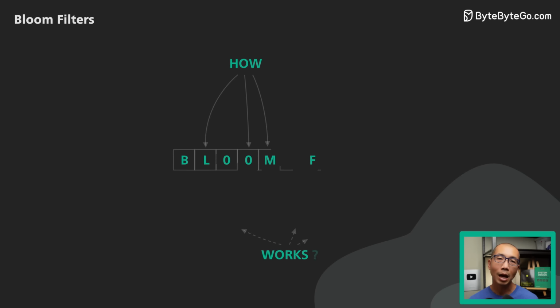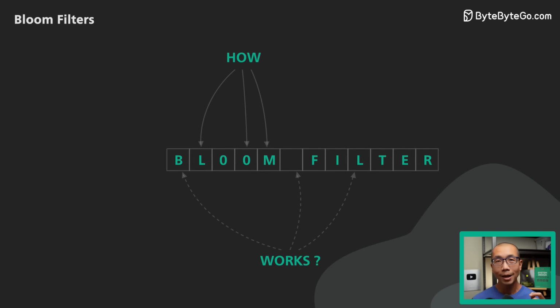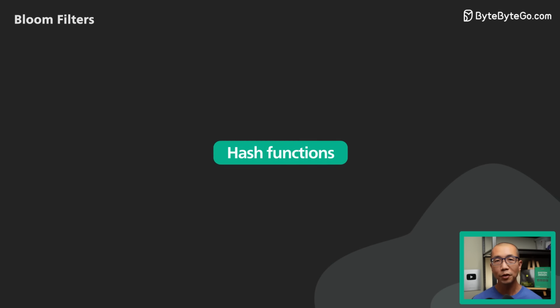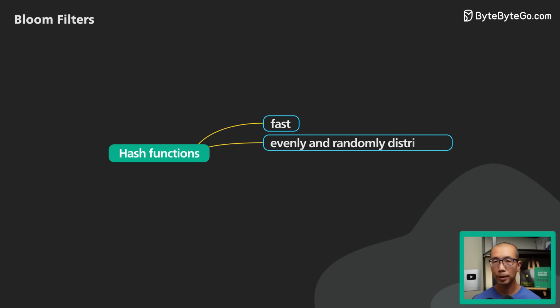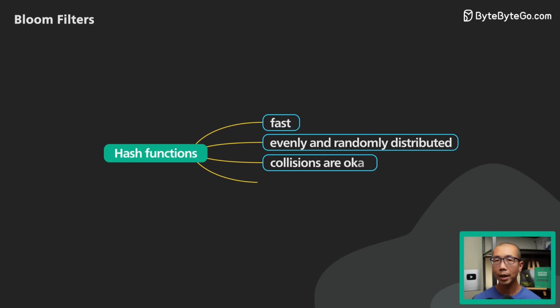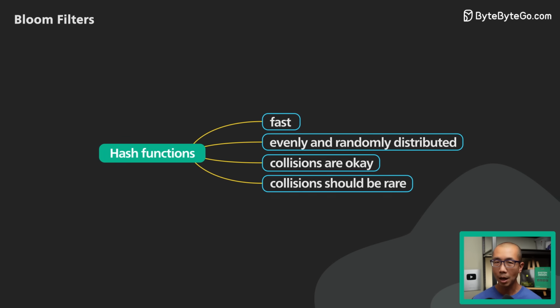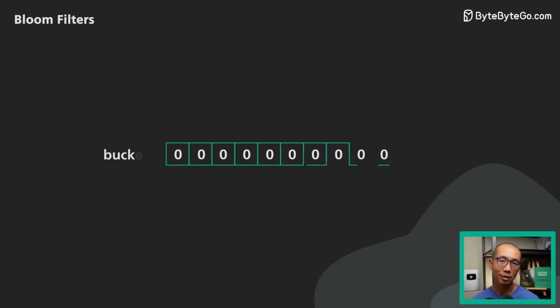Now let's discuss how a Bloom filter works. A critical ingredient to a good Bloom filter is some good hash functions. These hash functions should be fast, and they should produce outputs that are evenly and randomly distributed. Collisions are okay as long as they are rare. A Bloom filter is a large set of buckets, with each bucket containing a single bit, and they all start with a 0. Let's imagine we want to keep track of the food I like.